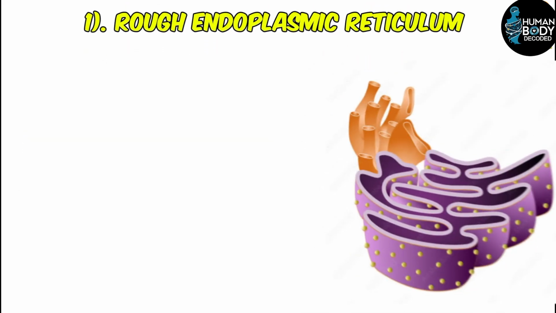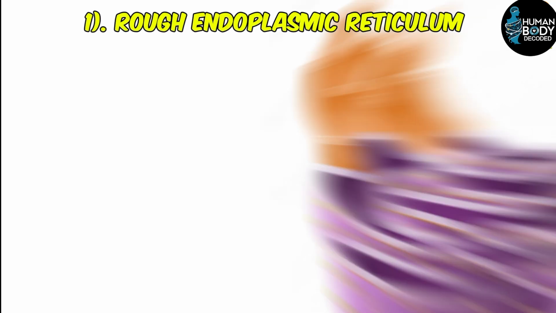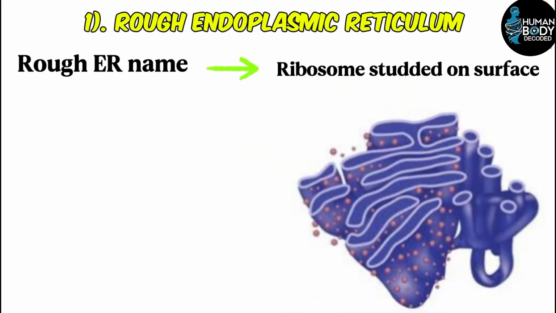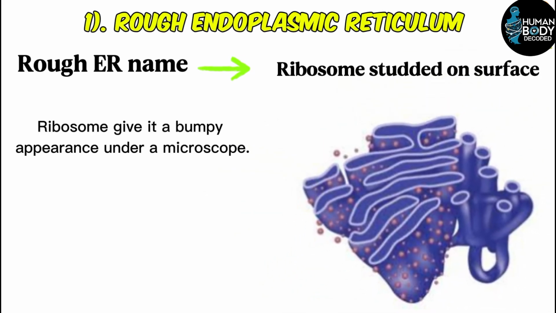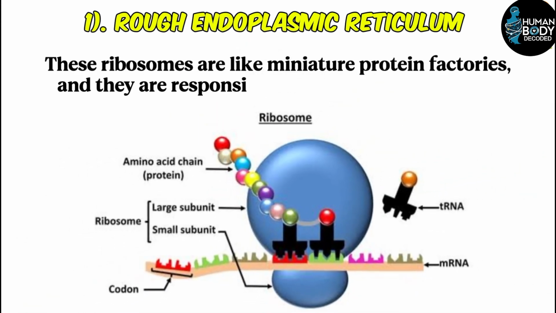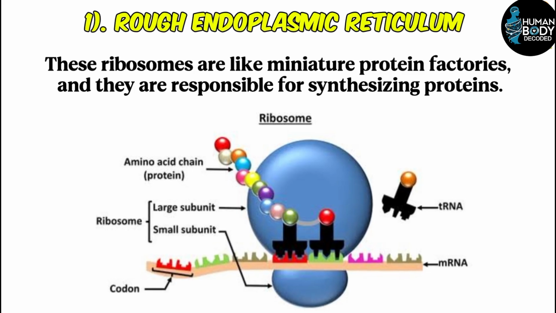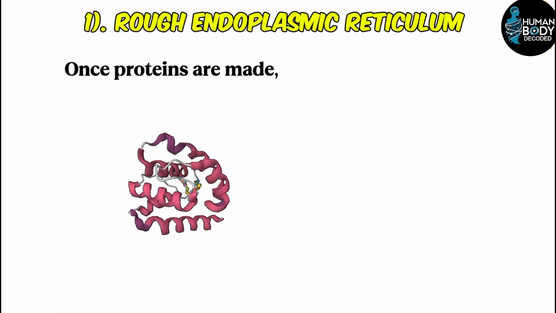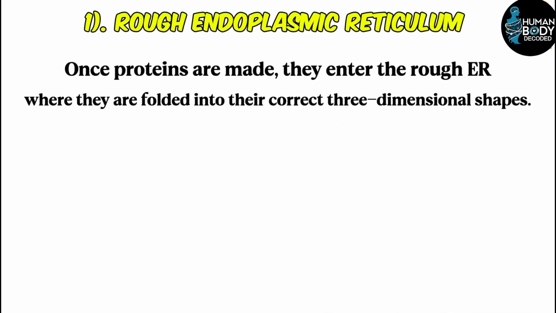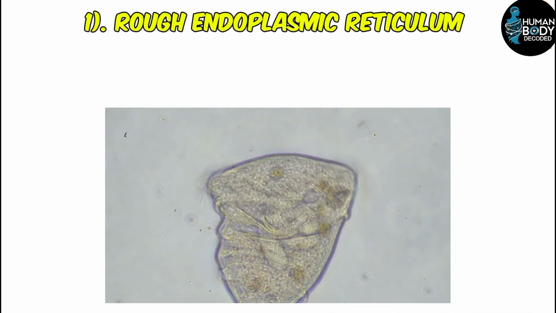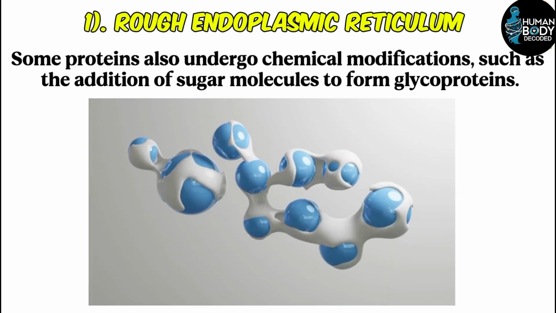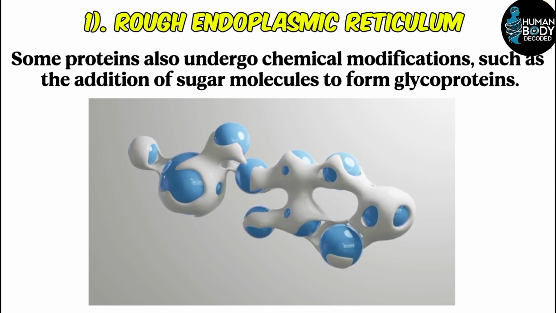Rough endoplasmic reticulum, rough ER. The rough ER gets its name from the ribosomes studded on its surface, giving it a bumpy appearance under a microscope. These ribosomes are like miniature protein factories, and they are responsible for synthesizing proteins. Once proteins are made, they enter the rough ER, where they are folded into their correct three-dimensional shapes. Some proteins also undergo chemical modifications, such as the addition of sugar molecules to form glycoproteins.